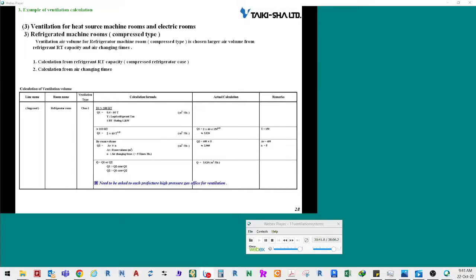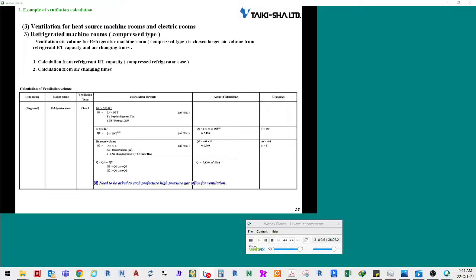Refrigerated machine rooms. Select the higher value as the ventilation air quantity for the refrigerated machine rooms, between the ventilation air quantity shown in the legal refrigeration capacity in tons and the ventilation air quantity calculated in the ventilation rate. If the legal refrigeration capacity is used, the calculation formulas to be used based on refrigerating capacity are different. Use a calculation formula suitable for the planned refrigerating capacity.